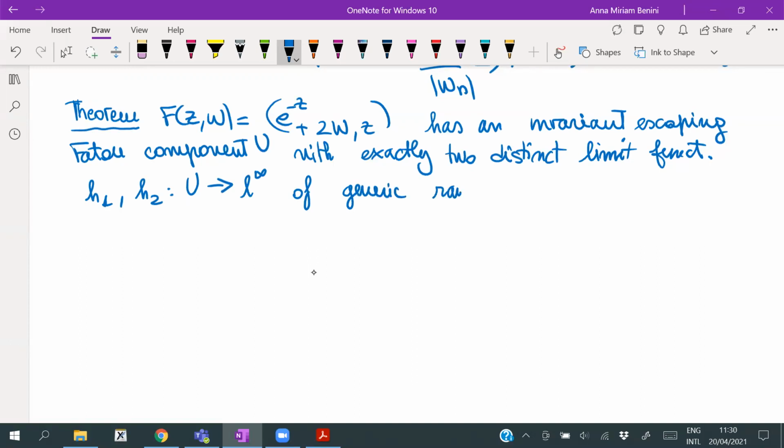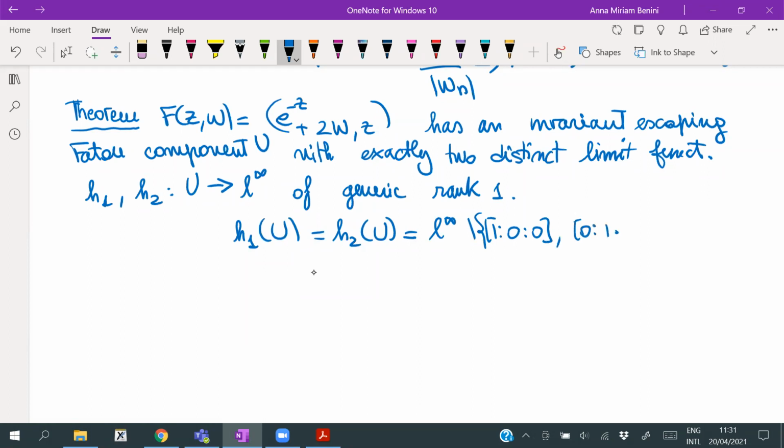Generic is necessary because of this smoothness business. And their image is exactly the line at infinity minus 2 points. So they're not only rank 1, okay? They're really the line at infinity minus the 2 antipodal points. This is not crucial for us. Just for curiosity, we can know exactly what it is.